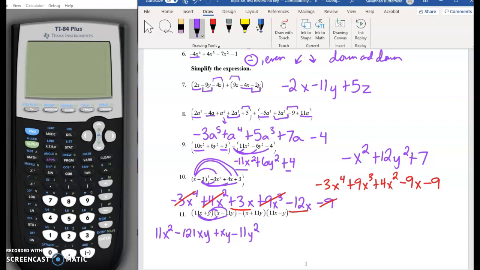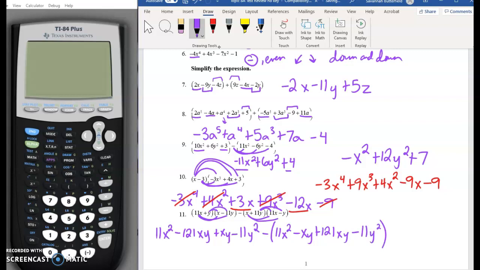Now we're not distributing the negative just yet, so we're going to say minus, and in parentheses we will multiply this guy. So x times 11x will be 11x squared. x times negative y will be minus xy. 11y times 11x will be plus 121xy. And then 11y times negative y will be minus 11y squared.